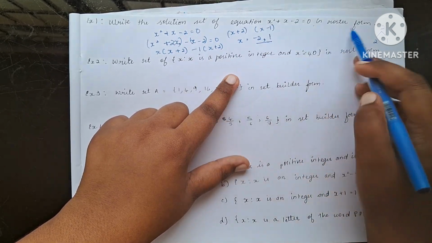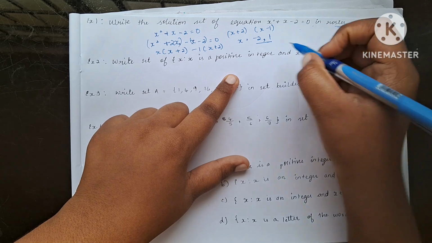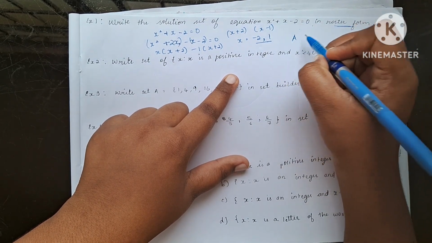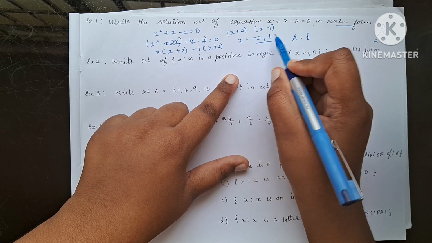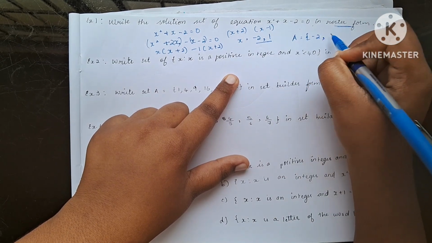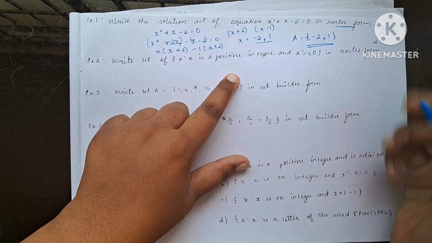So they have asked you to write in roster form. What do you do in roster form? Just name any set, like keep it as A, and what will be your elements? Minus 2 and 1. You just have to list the elements with commas in between them. This is your answer. Simple.